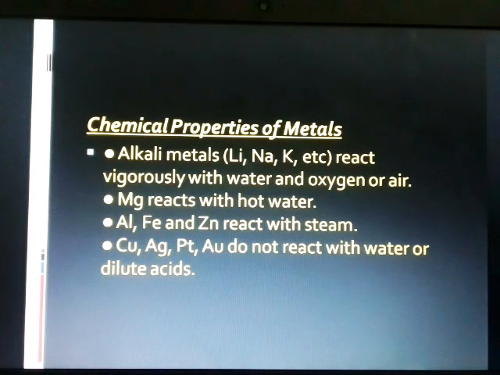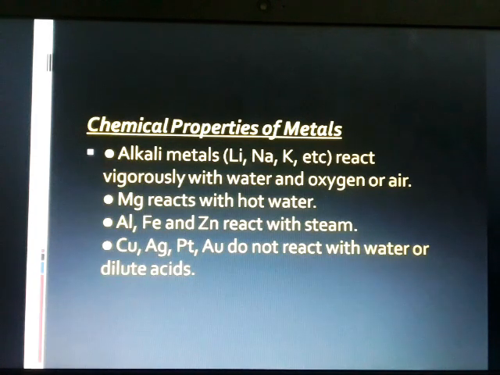Before going into chemical properties, these are the things you want to know. Kindly note down these things. Alkali metals, that is lithium, sodium and potassium, react vigorously with water and oxygen or air. Since potassium and sodium are the most reactive metals, we keep them inside kerosene. For any other experiment, if you want to take potassium or sodium, it will be under kerosene only. It will be immersed in kerosene and then it will react. So even with water, it shows a vigorous reaction.